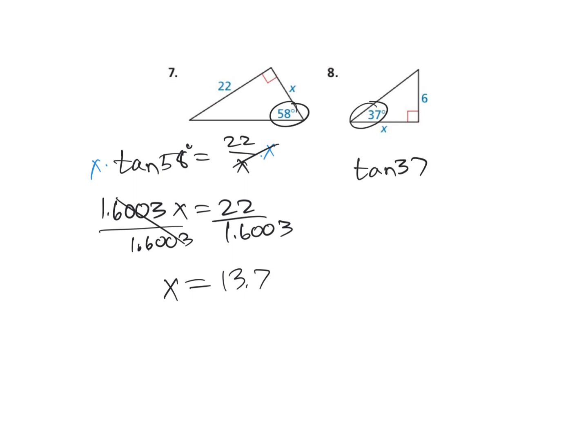Let's just go ahead and do that right now. Tangent of 37 on the calculator is 0.7536, equals the opposite leg over the adjacent leg. So to get the x by itself, you've got to get it out of the denominator. And then you're going to have to divide off that tangent.